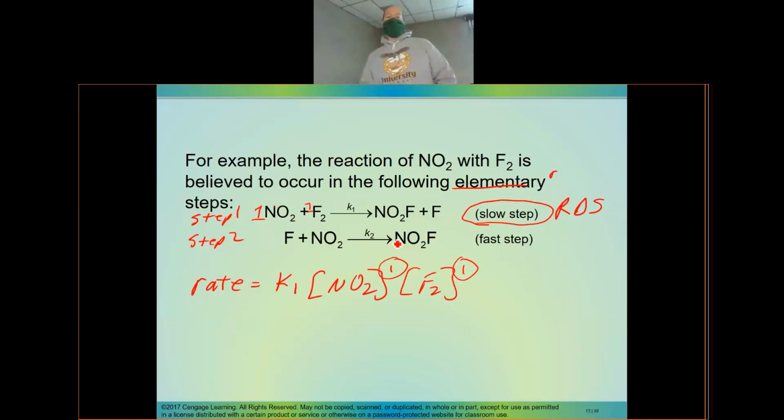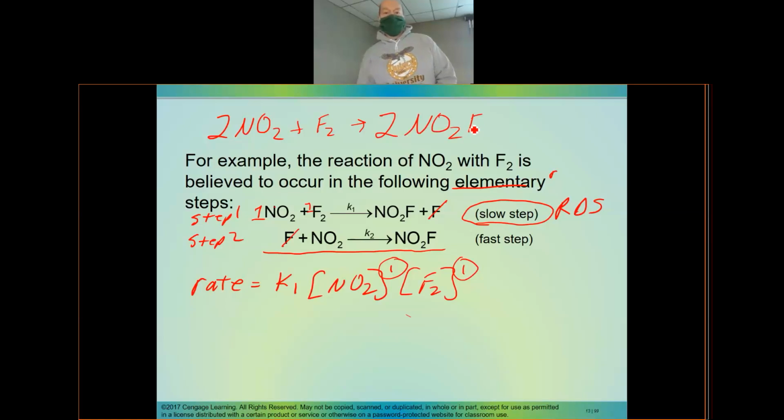All right, so when we go to add these up, we see that the F atom and the F atom will cancel out. And so you end up with 2 NO2s on the left with 1 F2 yielding 2 NO2Fs. All right, so that is your overall reaction.